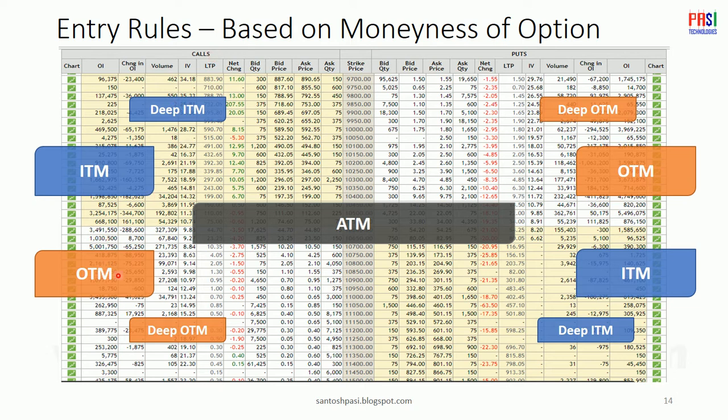Similarly, in the case of OTM, this would be the OTM. If you go further down, that would be known as deep OTM, and if you go further down still, those would be known as very deep OTM options. Normally we avoid trading the deep OTM options, which can be used only occasionally for insurance purposes, but most of the time we avoid deep OTMs. We prefer to trade either at the money, near in the money, or maybe OTMs.